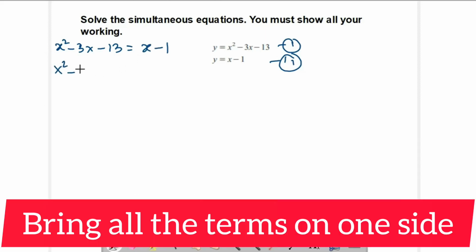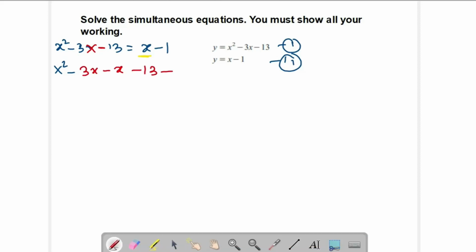So x square minus 3x. Now if you see here, x is plus. When we try to bring it on the other side, it will be minus x, my bad. So minus 3x minus x minus 13 and plus 1 is equals to 0. You can see here, this minus, when we shifted it to the other side, it became plus.